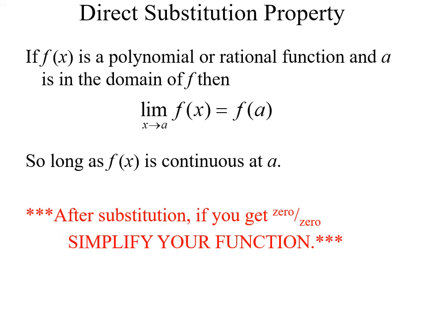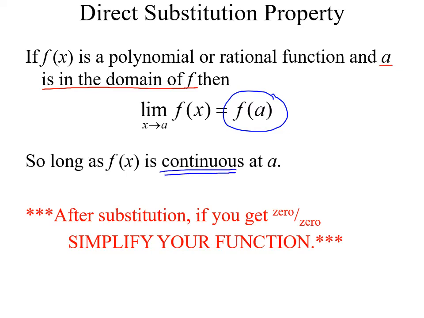All right, here's the more important thing for me. This is called the direct substitution property. If you are finding the limit of a function, whether it's a polynomial or rational function, as long as a is in the domain of f, then you can find the limit as x approaches a of f of x by just plugging a into the function. That's going to be fantastic. But we have to make sure that it is continuous, and we're going to know when that doesn't happen.